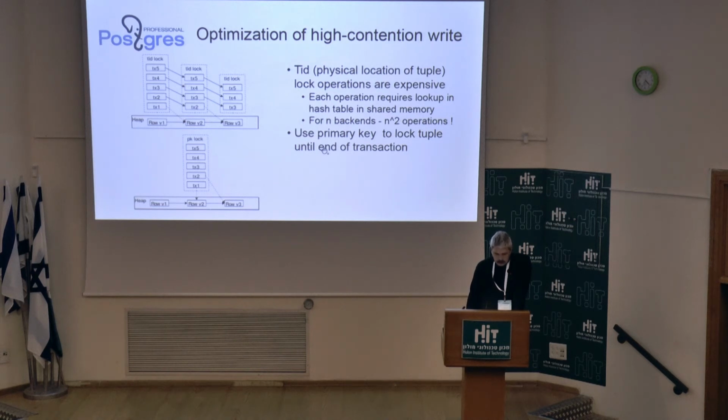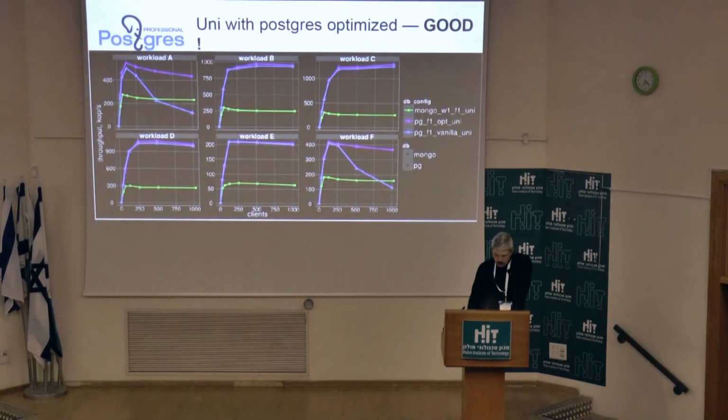This has no good solution, no universal solution now for Postgres. So really, if you have many backends which simultaneously want to update some same records, then you will have n-square operation. But if you log primary key manually, then you improve performance. This is the workaround now.